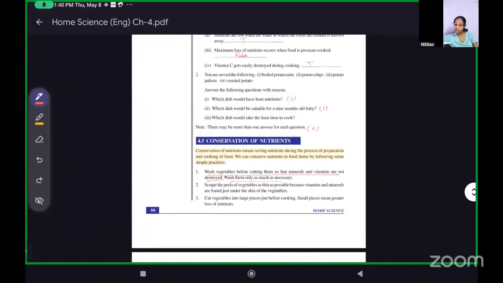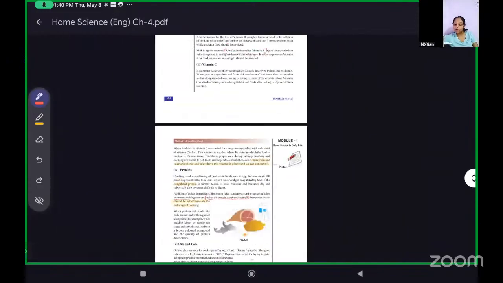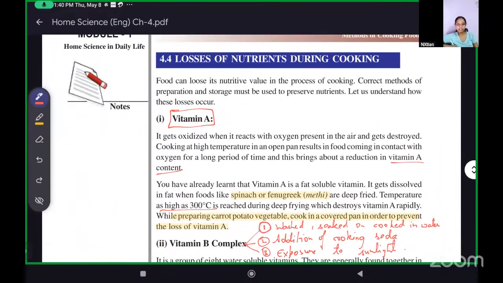Prepare notes about conservation of nutrients and about losses of nutrients during cooking. Take every vitamin and write down its important points in short and keep with you. Okay?